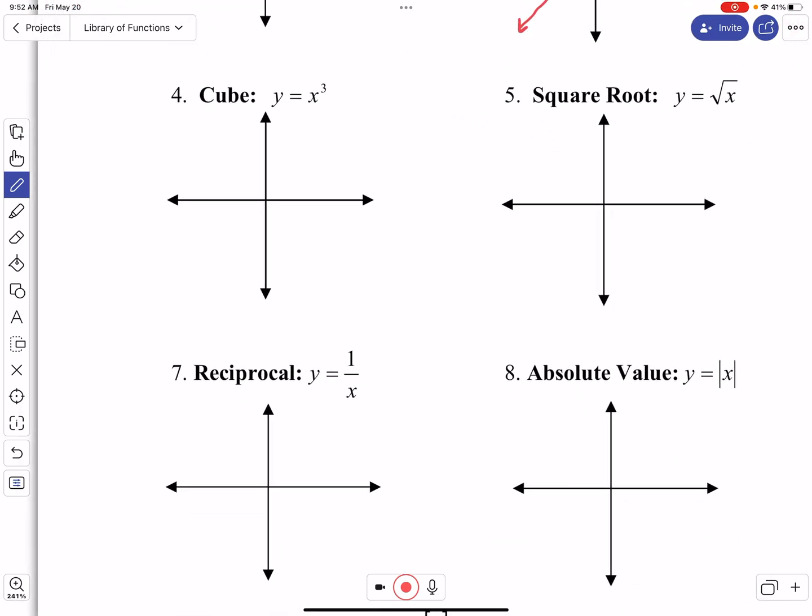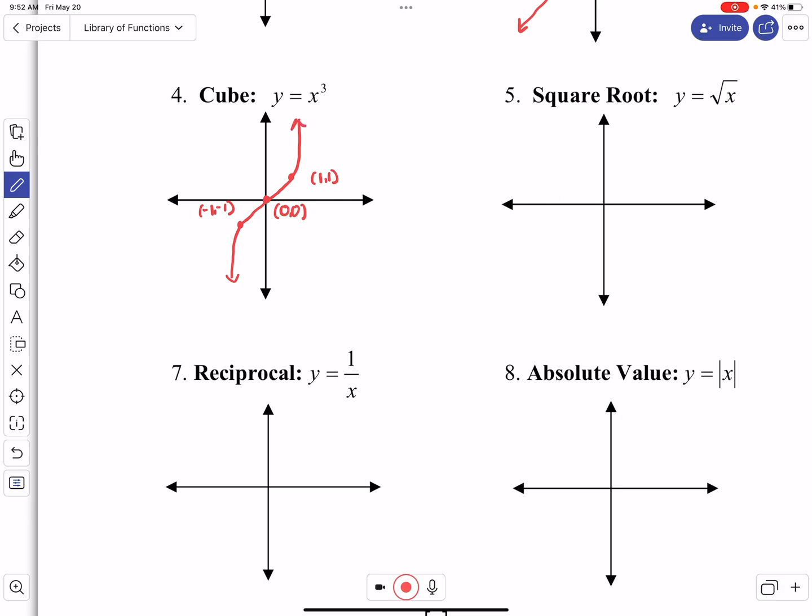Then we have the cube graph. Again, a lot of these are going to have very similar points, or the same points. So we have (0, 0). We're going to have (1, 1). We're also going to have (-1, -1). So here are 3 points for this one. And this one kind of curves, and it looks like that.